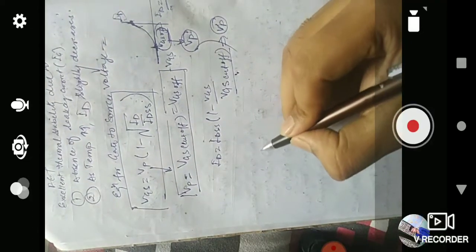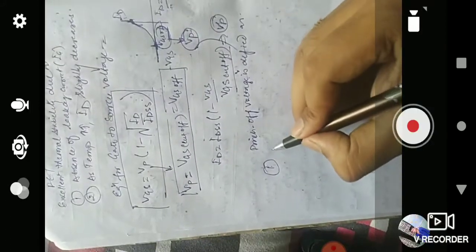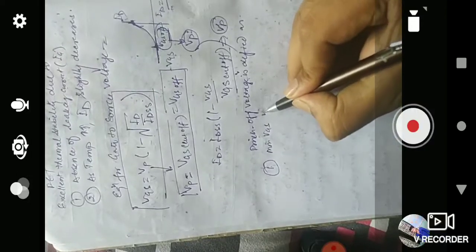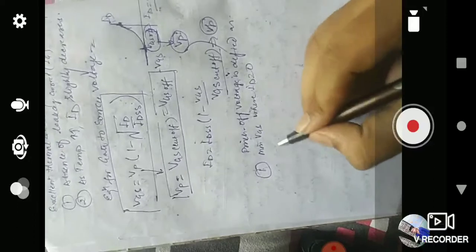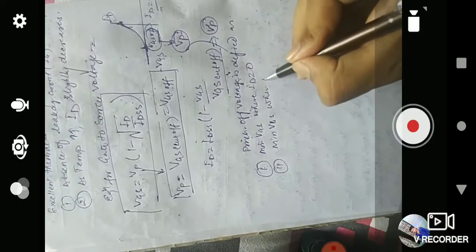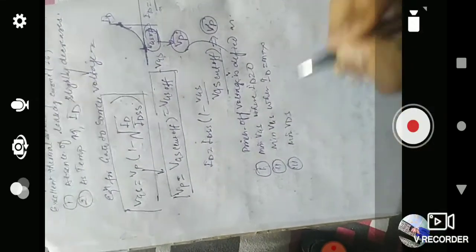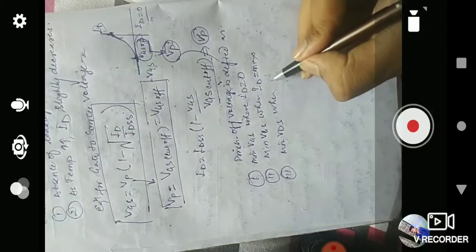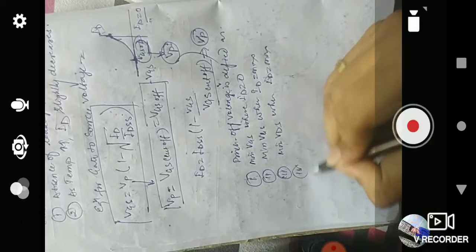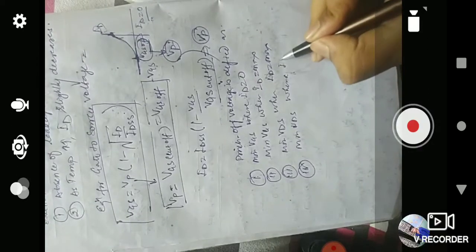There was a basic question asked in GATE that pinch off voltage is defined as: option 1, minimum VGS where ID is 0; second, minimum VGS where ID is maximum; third option, minimum VDS, drain to source, when ID is max; and fourth, minimum VDS, drain to source, where ID is equal to 0.